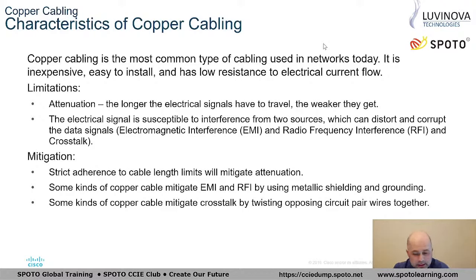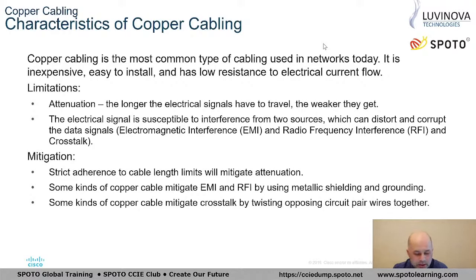Also, the electrical signal is susceptible to interference from two sources, which can distort or corrupt the data signal. One is EMI, which is electromagnetic interference, and the other is RFI, which is radio frequency interference. Copper cables are affected by these, and the signal can be distorted.